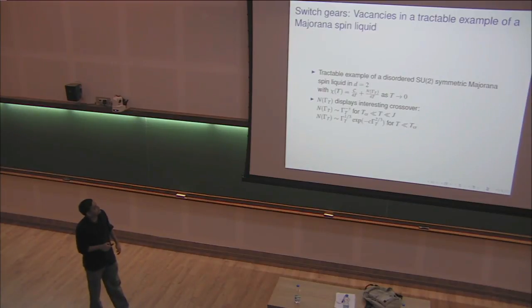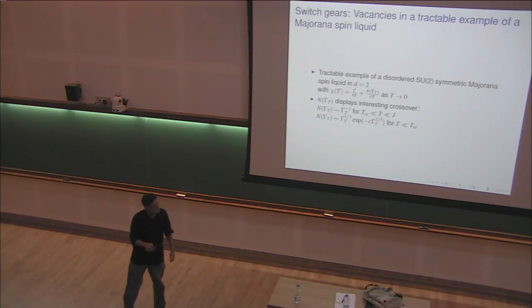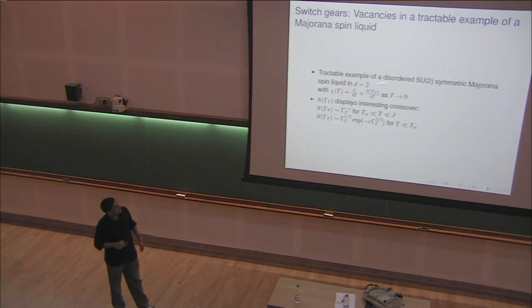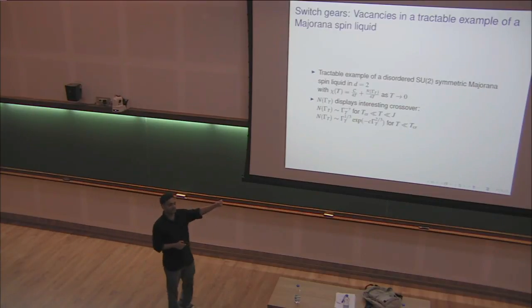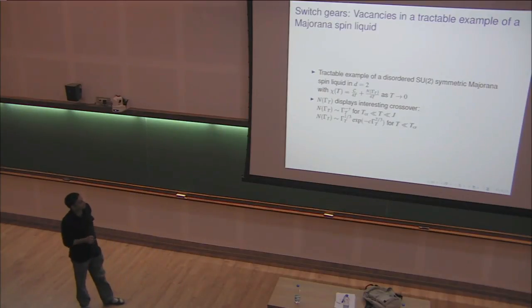What I'm going to show you is that there are some tractable models of these Majorana spin liquids that people have looked at in the past, which you can dilute. So imagine putting non-magnetic vacancies into these, and ask what the susceptibility is at low temperature. And you can show that the susceptibility becomes of this form.